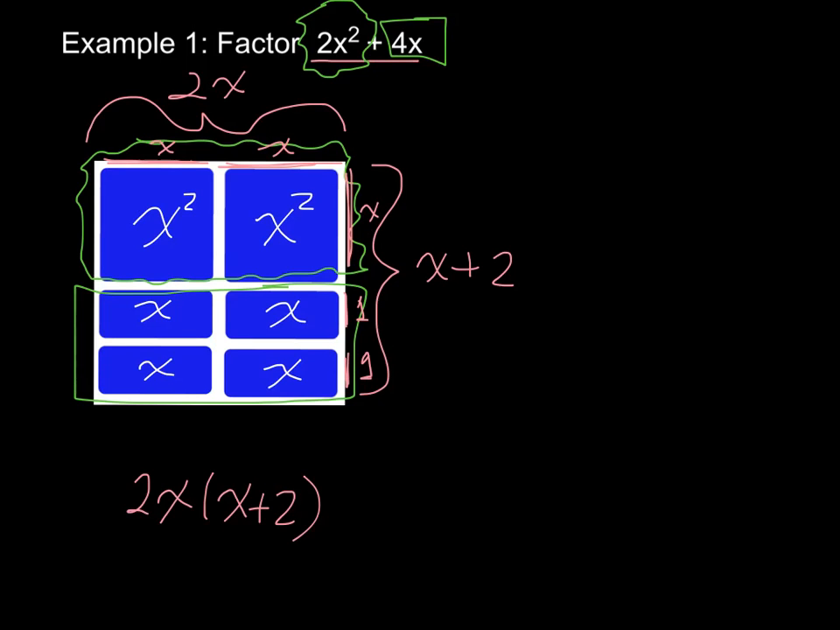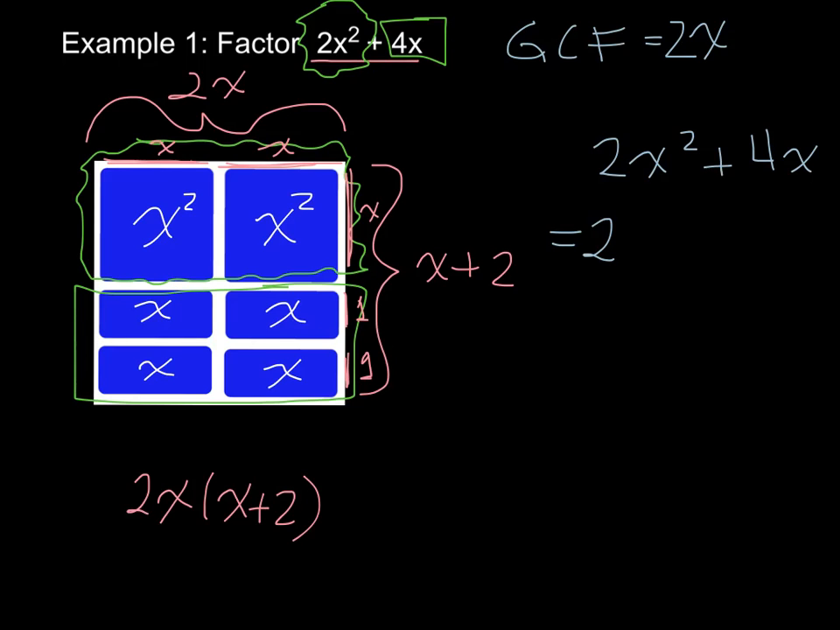Let's try looking at this without the image. So I can consider 2x squared plus 4x. What is the greatest common factor? Well, it looks like the greatest common factor is 2x. 2 divides both terms, and nothing greater will do so, and x divides both terms. x squared would not. So that means we can divide 2x from both terms.